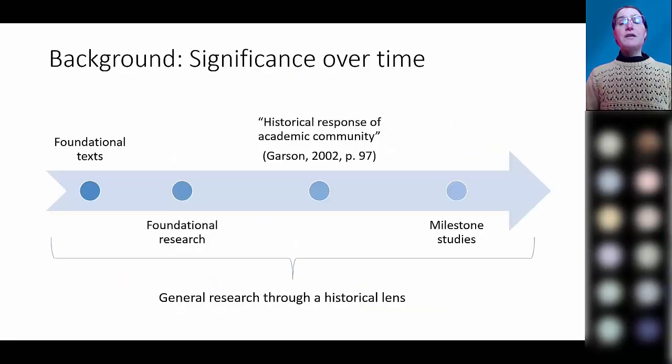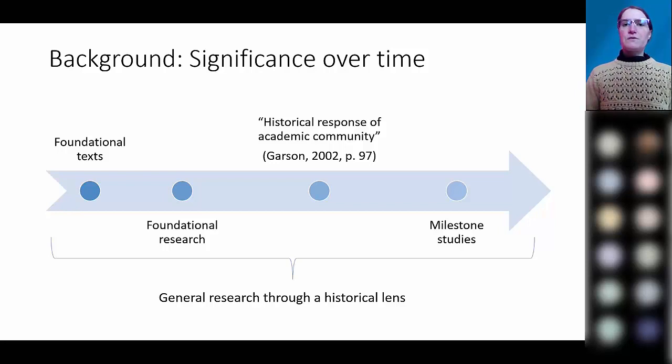As Garson explains, including a background section is useful for showing how the topic has gained significance over time. Imagine the issue you're investigating as developing through time and being responded to by other experts in your field. In the background section, you have, in a way, begun your review of the literature, but you may be focused on foundational texts and foundational research at this point. This includes what Garson calls the historical response of the academic community, along with milestone studies and sources that define the topic but don't contribute directly to the more specific conversation of your research question.